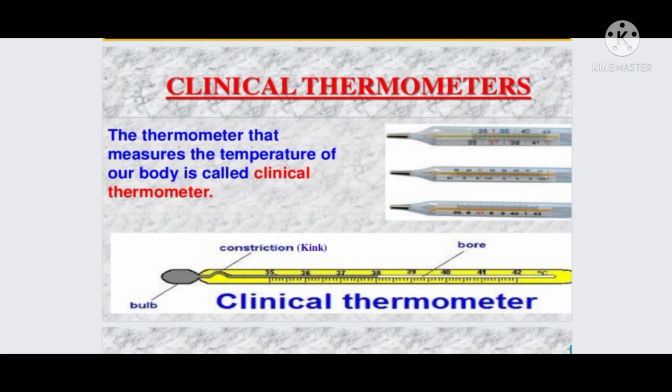Clinical thermometer. The thermometer that measures the temperature of our body is called a clinical thermometer. It means the thermometer that measures the temperature of our body is called the clinical thermometer.